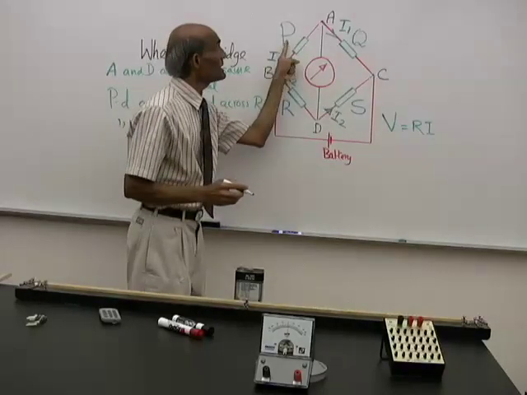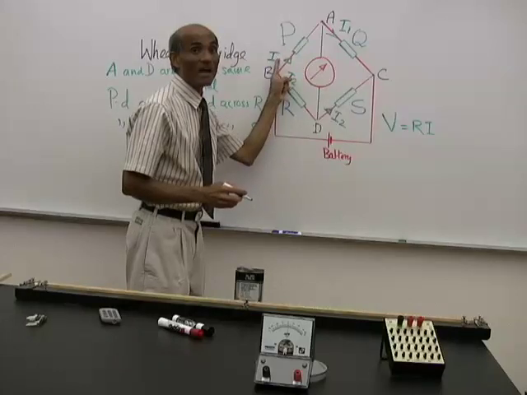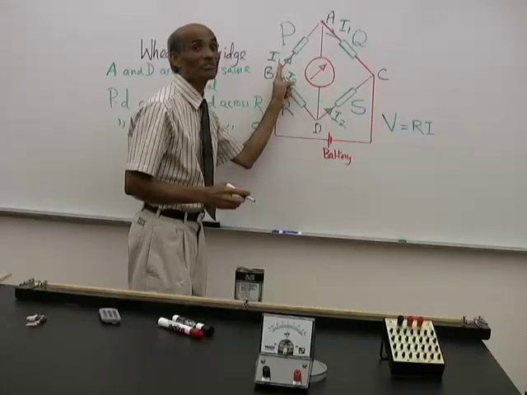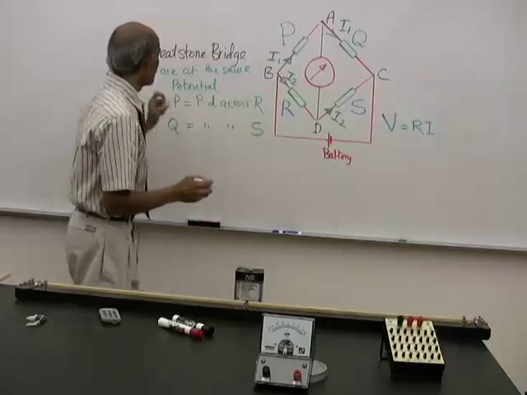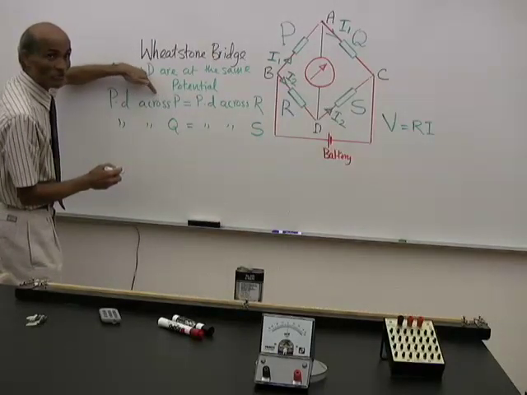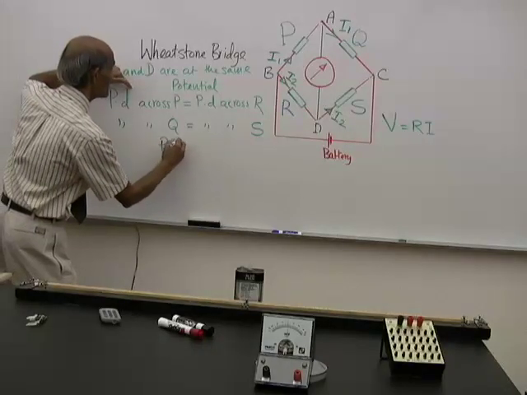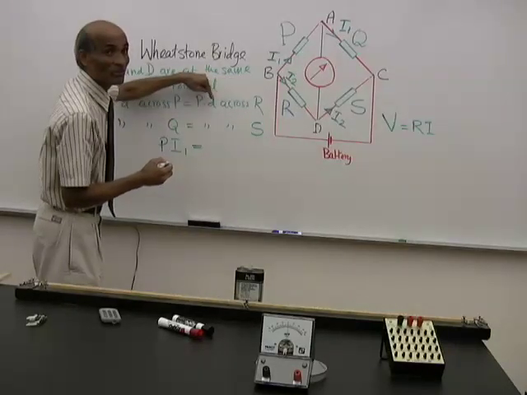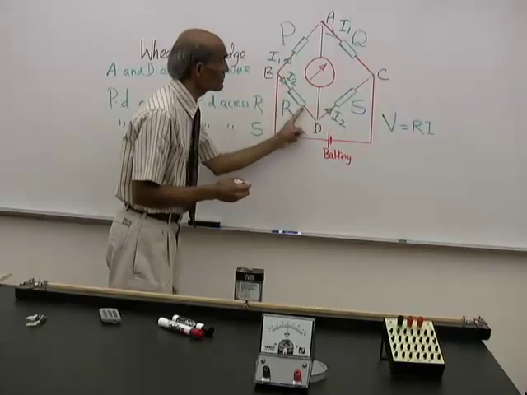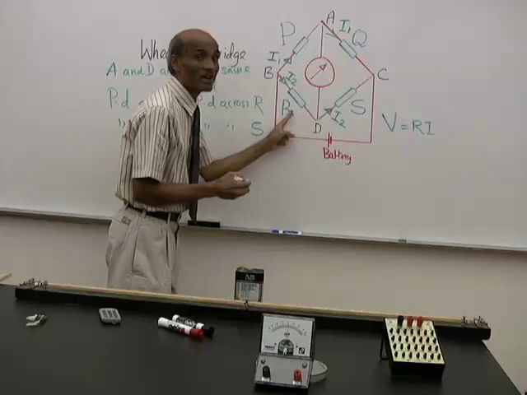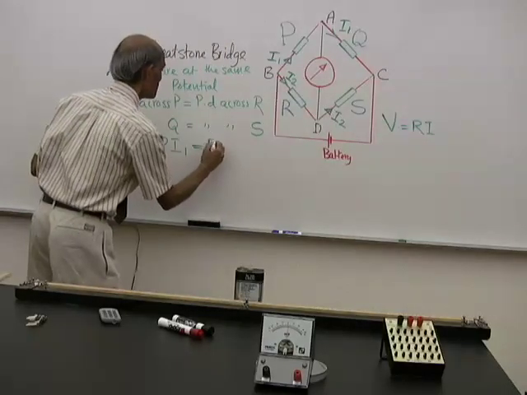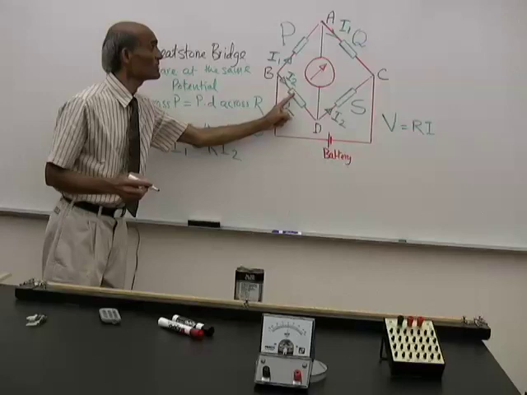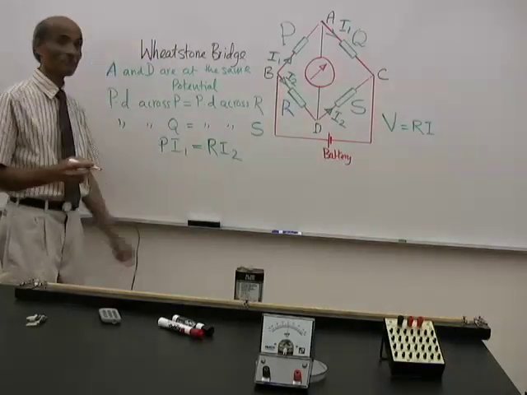Now tell me, P is the value of this resistance. I1 is the current in it. Therefore, what is the potential drop across that resistance? It is P times I1. So I'm going to say potential drop across the resistance P is P times I1. And that must be equal to potential drop across the resistance R. What is the potential drop across the resistance R? It is R times I2. So look at the beautiful equation we've obtained from that principle. P times I1 equal to R times I2. There I have the equation.